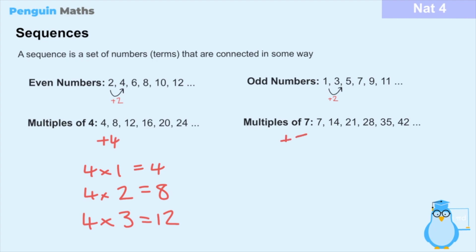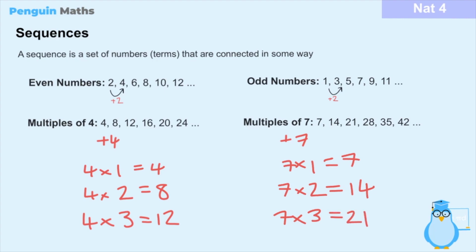And the same can be said for the multiples of 7. For each number we're adding on 7. So 7 plus 7 is 14, 14 plus 7 is 21, 21 plus 7 is 28, and so on. Or again, we can think of it as the first number is equal to 7 times 1, which is 7. The second number is equal to 7 times 2, which is 14. The third number is equal to 7 times 3, which is equal to 21, and so on. So the pattern continues, and all of these terms are connected through the 7 times table, so it can also be described as a sequence.